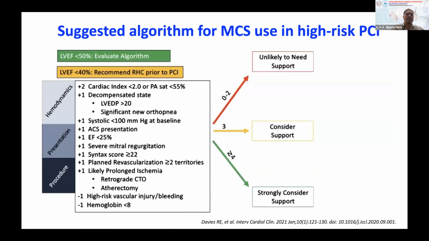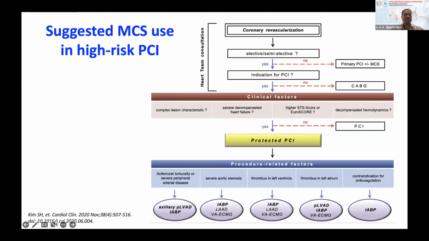So this is the algorithm for you to identify which kind of patient should have mechanical cardiac support for high-risk patients. You can see here, based on the hemodynamic presentation and factors involved in the procedure, you can combine them into one score and consider which patients can benefit from mechanical circulation support.